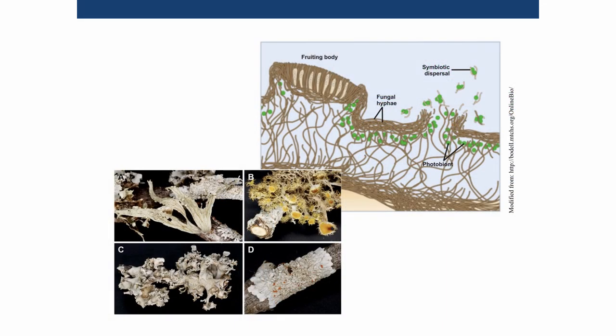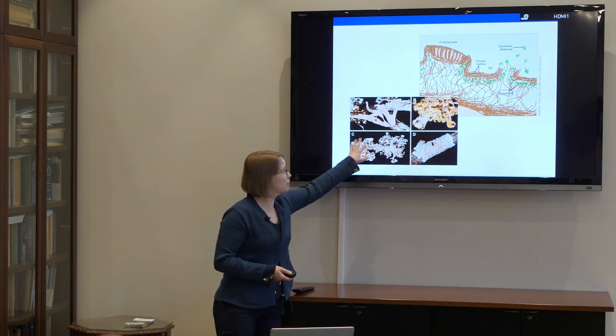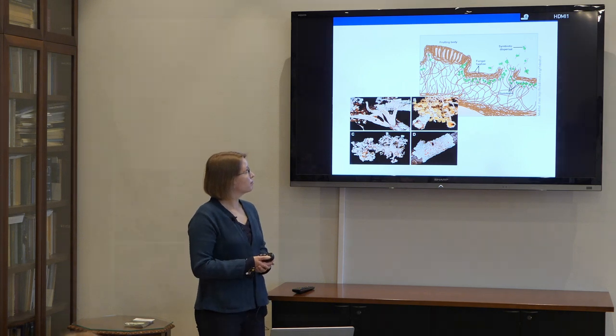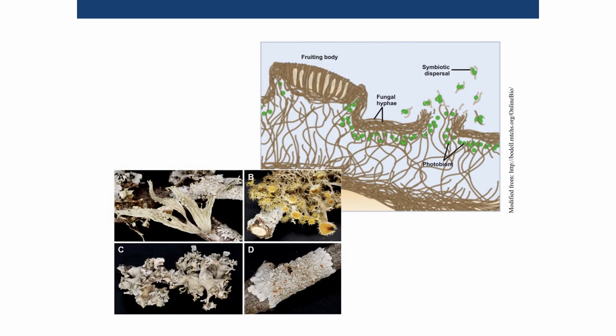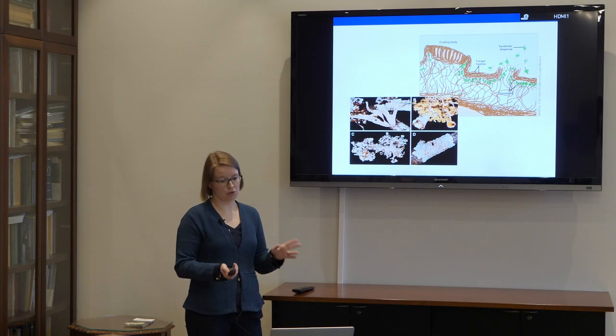And here you can see a few examples of the different structures. Morphologically, they may vary a lot. But in principle, it's just a variation of this basic idea that there are some fungal hyphae enclosing some of the photobiont cells. And then there might be different variations in structure, with some fruiting bodies and dispersal structures and so on.